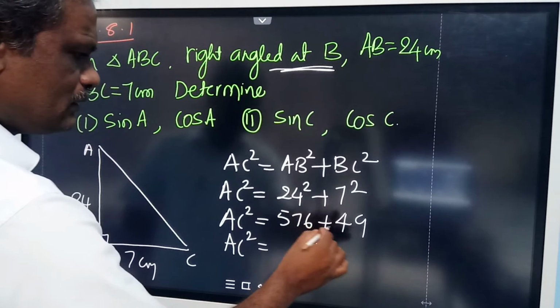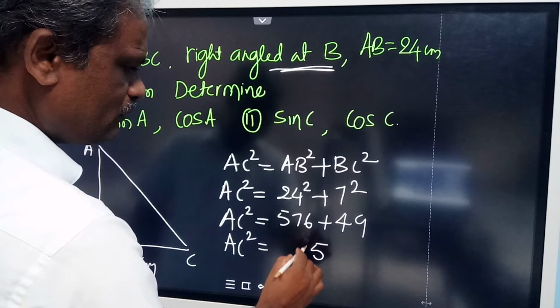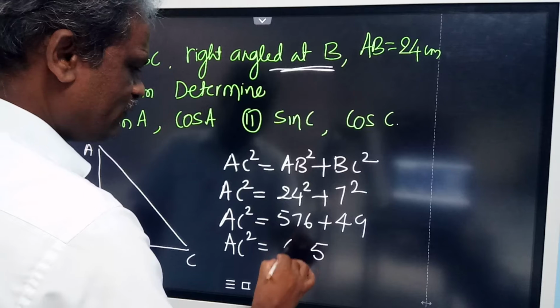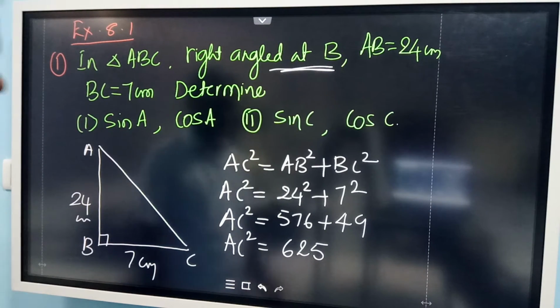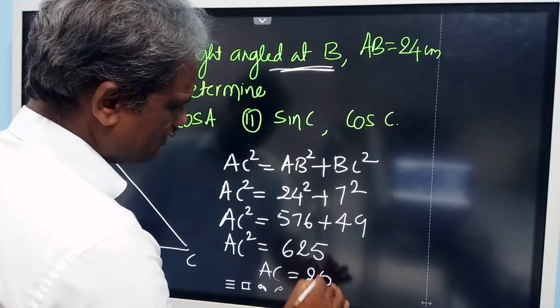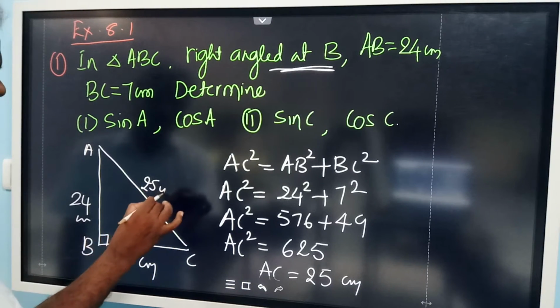So it is 576 plus 49. What is the answer here? 625. So AC square is equal to 625. Therefore AC is equal to root 625, which is 25 centimeter. So you got the hypotenuse as 25 centimeter.